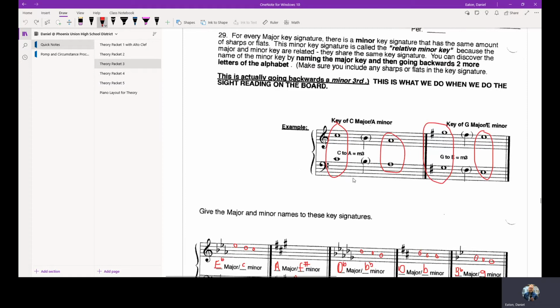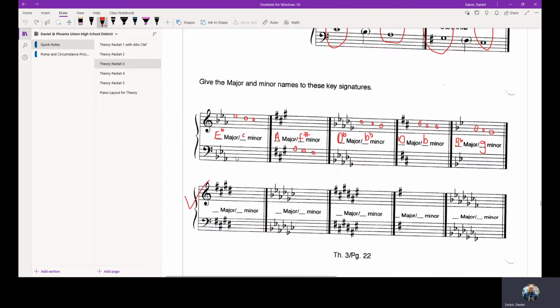All right. Major and minor. What is this talking about? Relative minor keys. So figuring out the relative minor. Again, you're just going down to the 6th degree or down a minor third. That's what it's asking you to do here. So 3 flats is E flat major. I go down a third. E flat, D, C. That's in C minor.